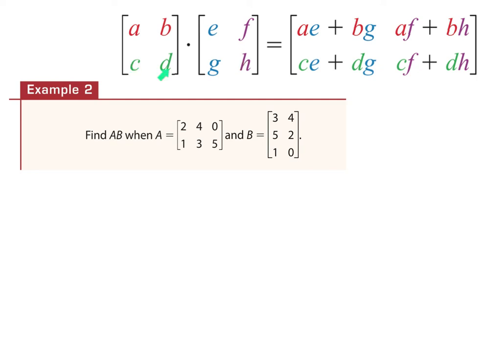C times F, D times H, add those, and that will be my next element, all right? Which is why your columns have to match your rows. So you'll run out of elements, or they won't match up if they don't do that, okay?